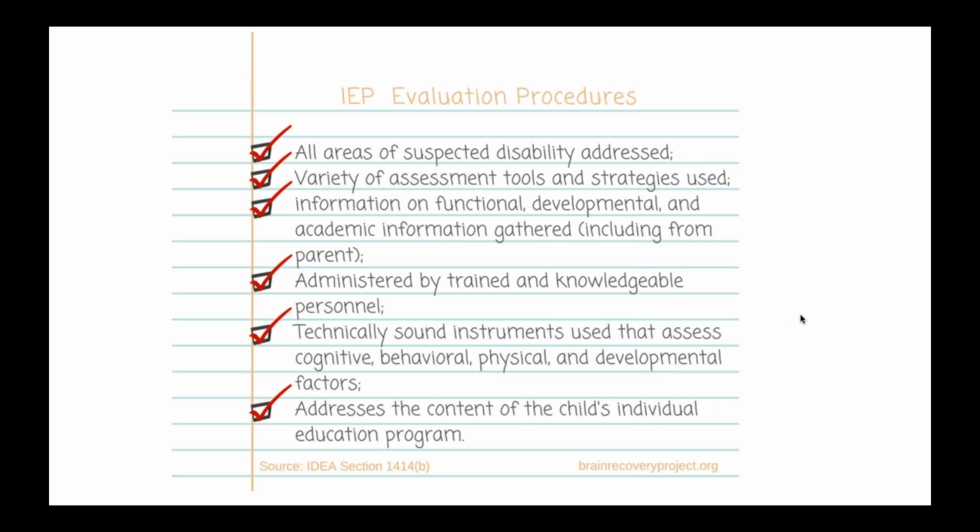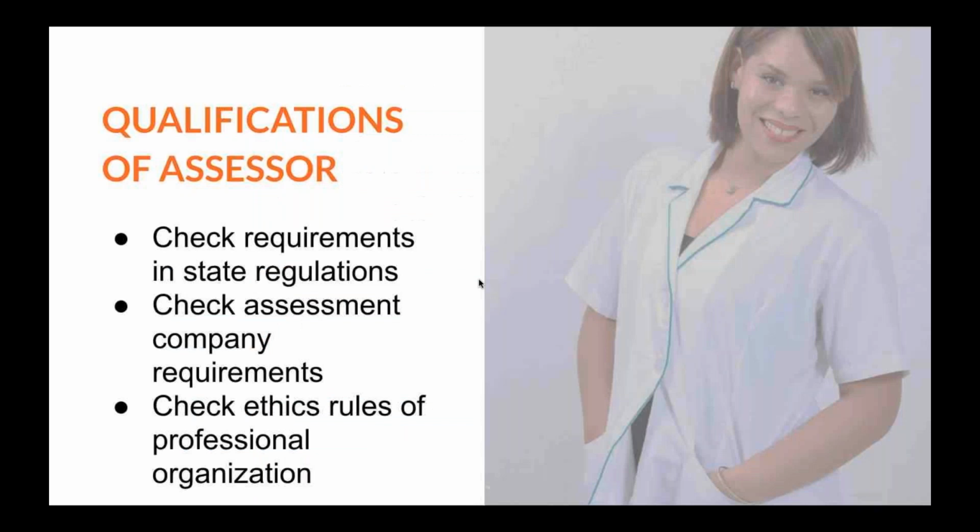These evaluations have to be given by trained and knowledgeable personnel using technically sound instruments that assess a child's cognitive, behavioral, physical, and developmental factors. And again, they also have to address the content of the child's individual education program. It's not enough for them to just say, hey, your kid has these needs, they have this disability. Not enough. They also have to say what the IEP, what the plan is, what special education the child needs, what related service the child needs, so that they can meet the goals that are outlined.